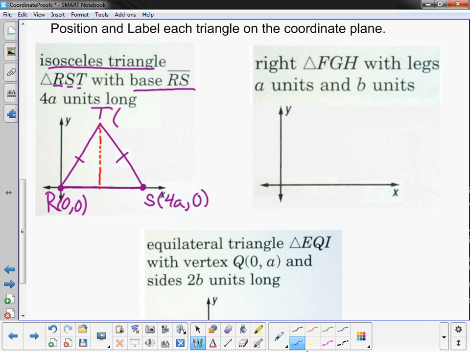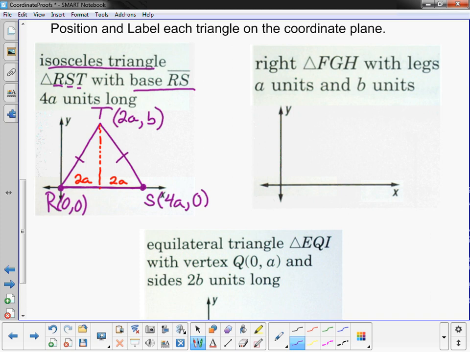So since the whole thing was 4A units wide, it means 2A has to be to the left and 2A to the right. So my x value of T has to be 2A. Well, now it's up off of the x-axis. How far up? I don't know. I'm going to use a variable, call it B. So T is at (2A, B). And we've got that one done.